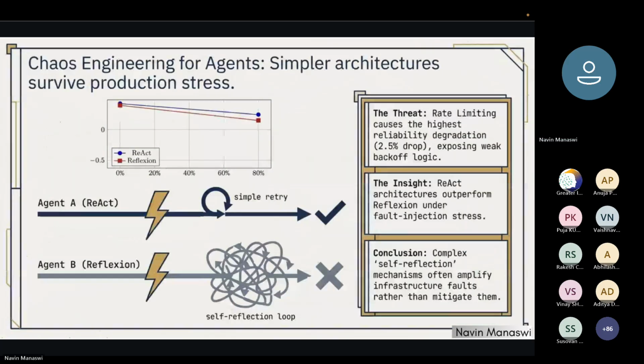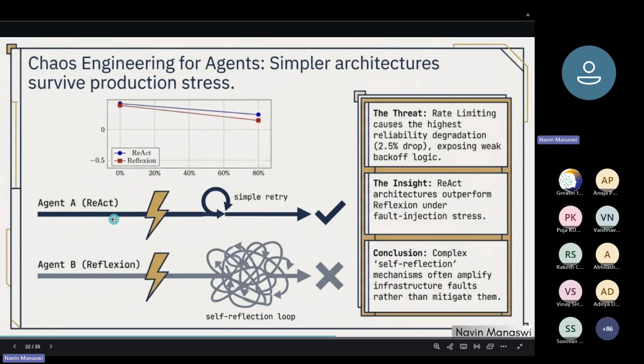So I think you may know about the strategy of prompting, ReAct (reasoning and acting) and reflection. It is a typical prompt strategy. I think you know that all agentic systems mostly use either ReAct or reflection. So you apply one of the strategies, generally ReAct by default. It is a typical prompt strategy that governs your agentic AI system. So an agent has a logic or strategy either in ReAct mode or reflection mode. For example, rate limiting causes the highest reliability degradation, exposing weak backup logic.